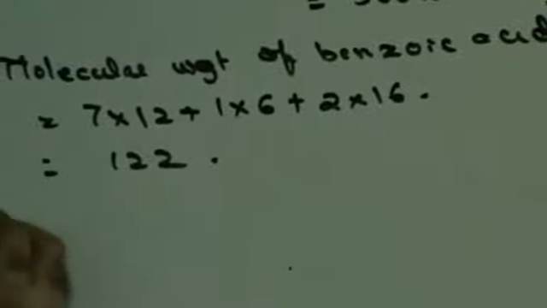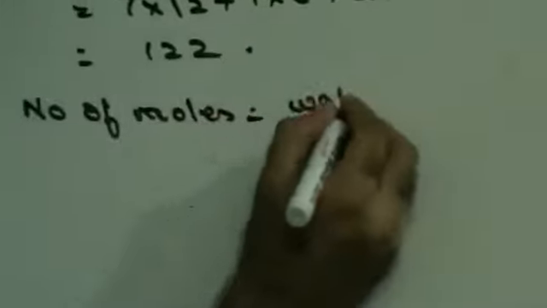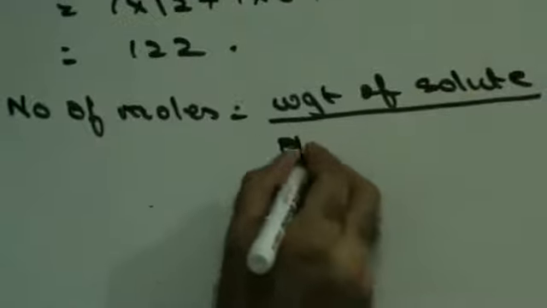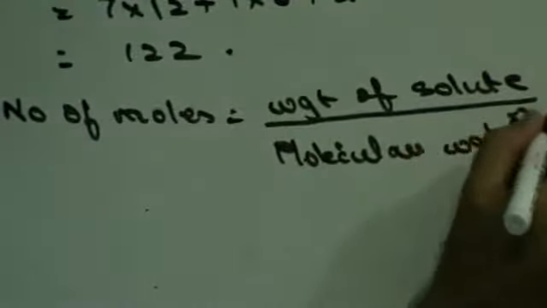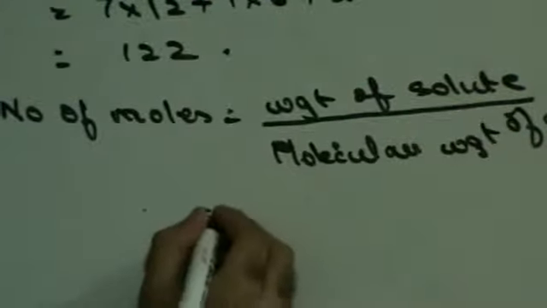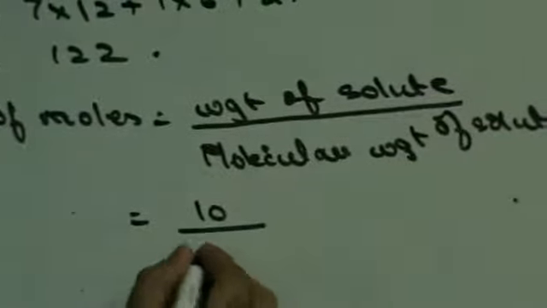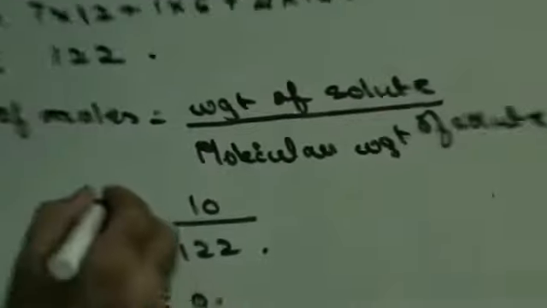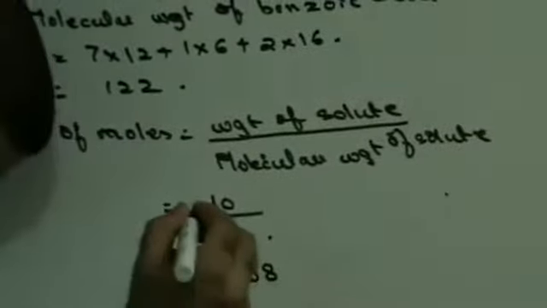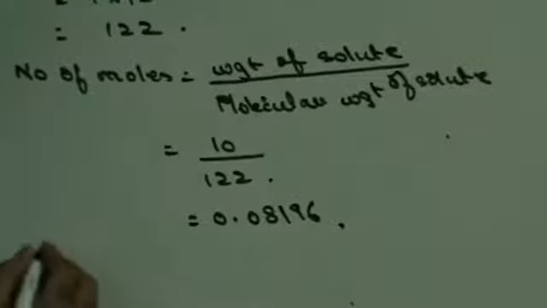Once I know the molecular weight, I can find out the number of moles. I already explained to you that number of moles is nothing but weight of solute upon molecular weight of solute. Weight of solute is 10 grams. Molecular weight of solute is 122 grams. So this is going to be 10 upon 122, which should be 0.08196.